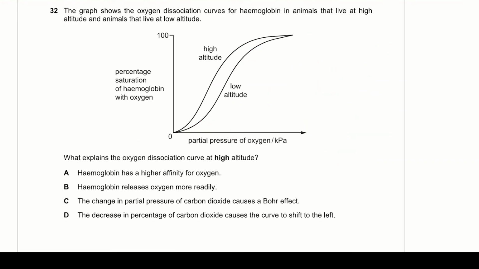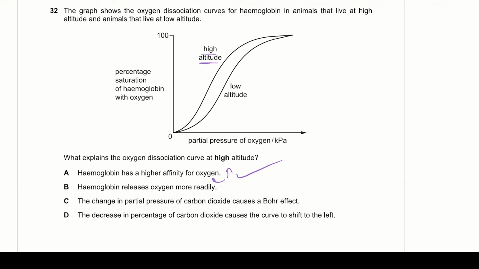The graph shows the oxygen dissociation curves for hemoglobin in animals that live at high altitude and animals that live at low altitude. What explains the oxygen dissociation curve at high altitude? A, hemoglobin has a higher affinity for oxygen. This is obvious in the graph because, as you see, at a higher altitude it combines with oxygen at a lower partial pressure. This means that it has a higher affinity for oxygen. So this is correct.